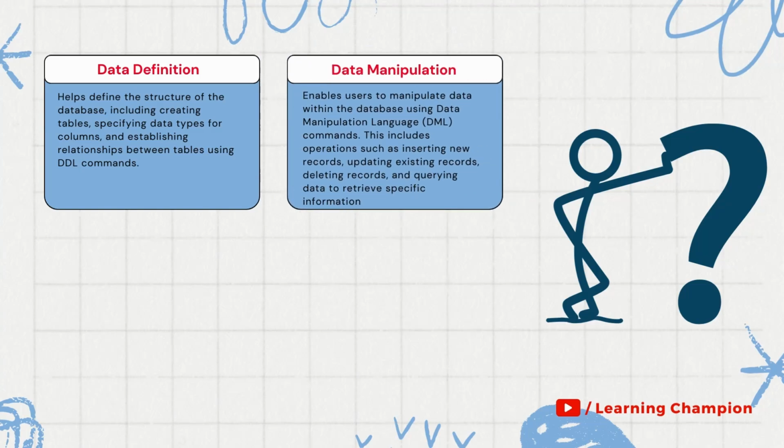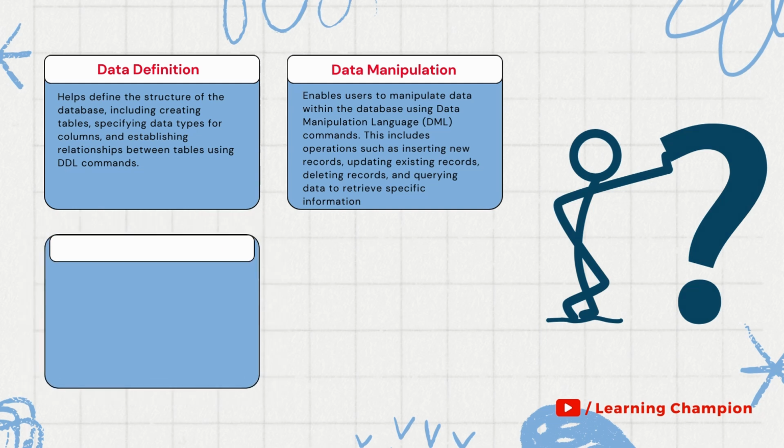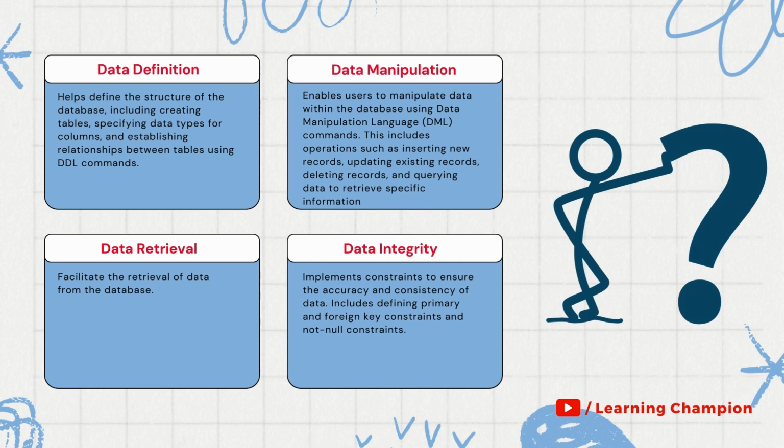Data manipulation. DBMS enables users to manipulate data within the database using data manipulation language commands. This includes operations such as inserting new records, updating existing records, deleting records, and querying data to retrieve specific information. Data retrieval. One of the primary functions of DBMS is to facilitate data retrieval from the database. Data integrity. DBMS enforces data integrity by implementing constraints and rules to ensure the accuracy and consistency of the data stored in the database. This includes defining primary key constraints, foreign key constraints, unique constraints, and not null constraints.